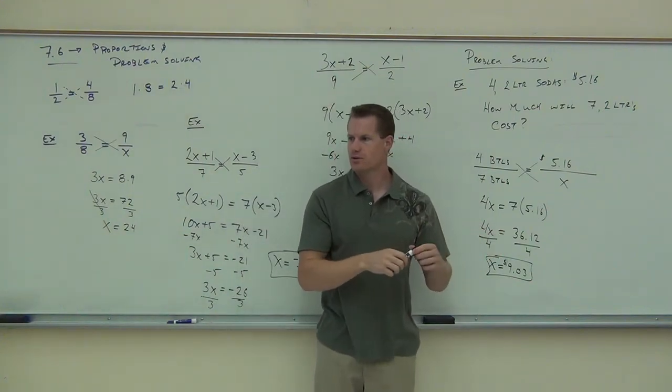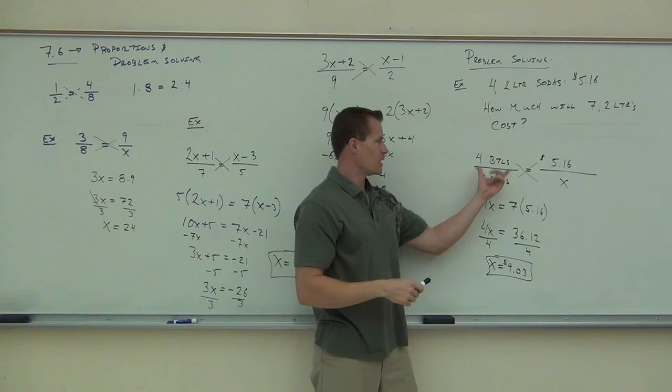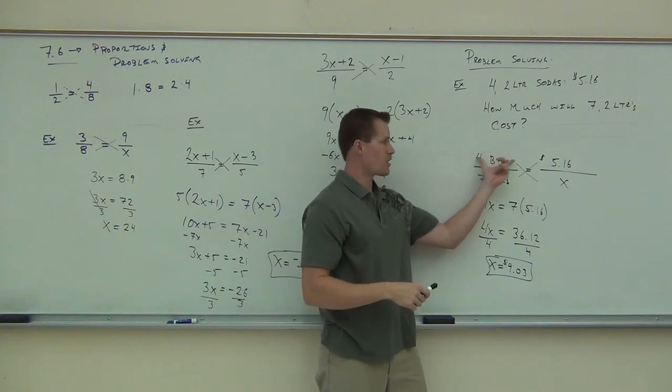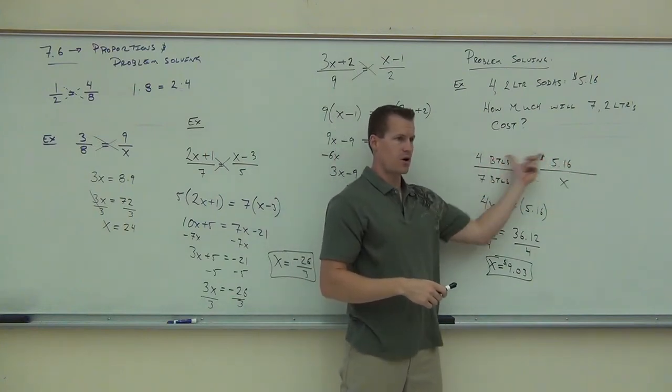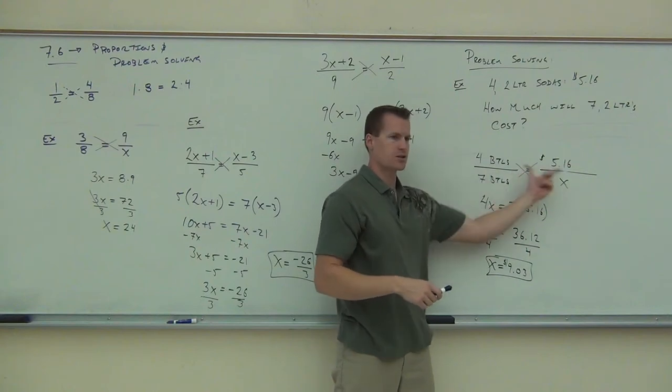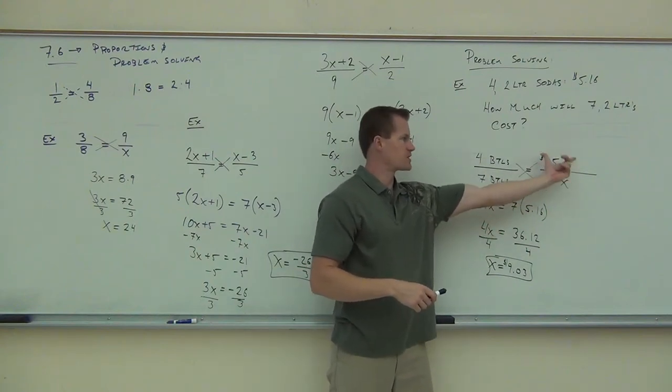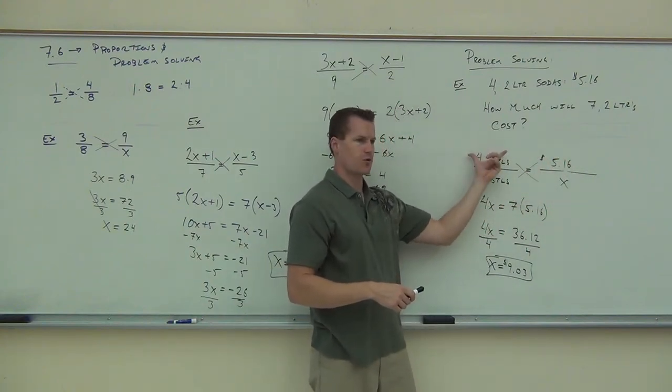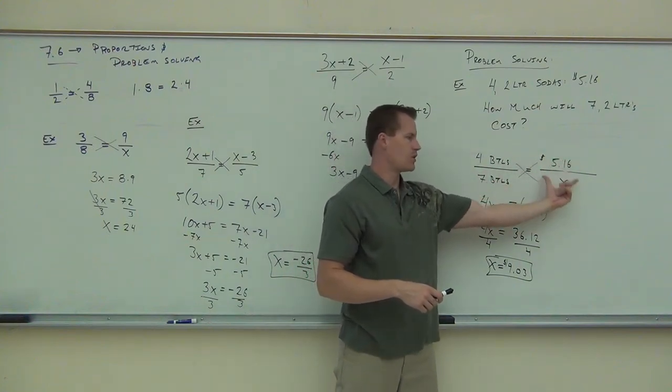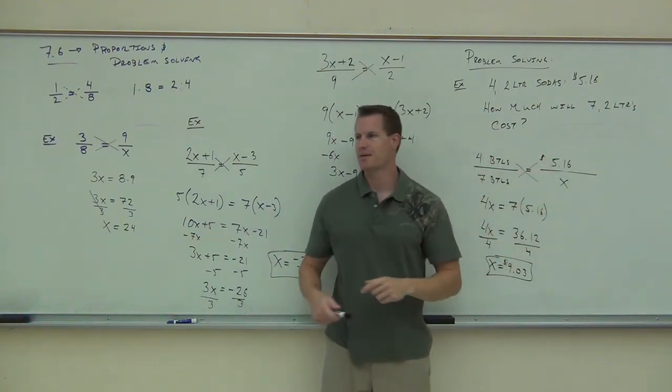Now, I want to give you another suggestion here. If you don't like the way this is set up, you could do 4 bottles and 7 bottles. You could do bottles on the numerators and cost on the denominators. You just have to know that 5.16 would go with 4 bottles. So it would be 4 over 5.16, 7 over x. Notice how when you cross multiply, that makes no difference.